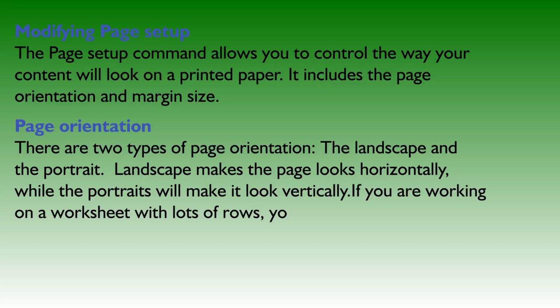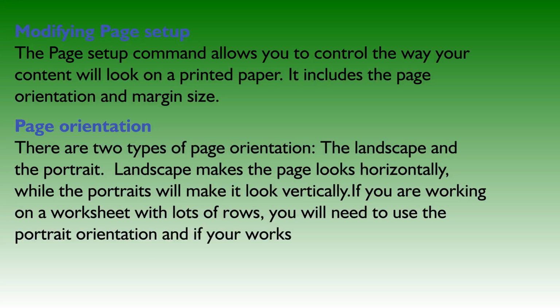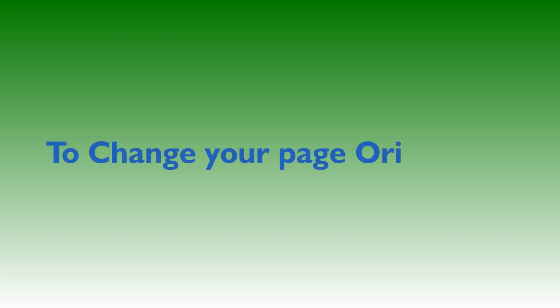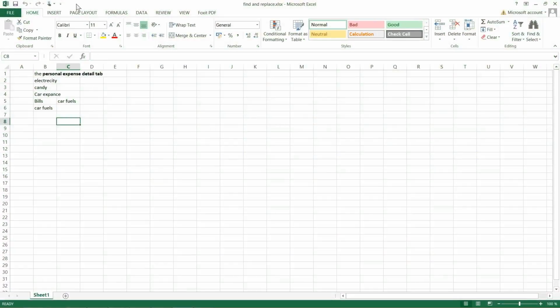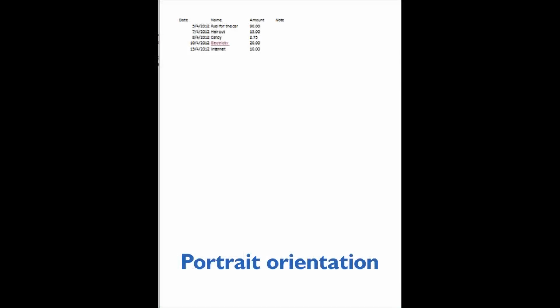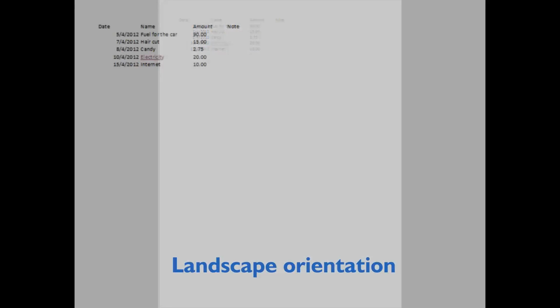If you are working on a worksheet with lots of rows, you will need to use the portrait orientation. And if you're working on a worksheet that contains a lot of columns, the landscape orientation may be more suitable. To change your page orientation, 1. Click on Page Layout. 2. Click on Orientation. 3. Choose the portrait or landscape from the options provided. 4. The worksheet will change accordingly, as shown in the figure on your screen.